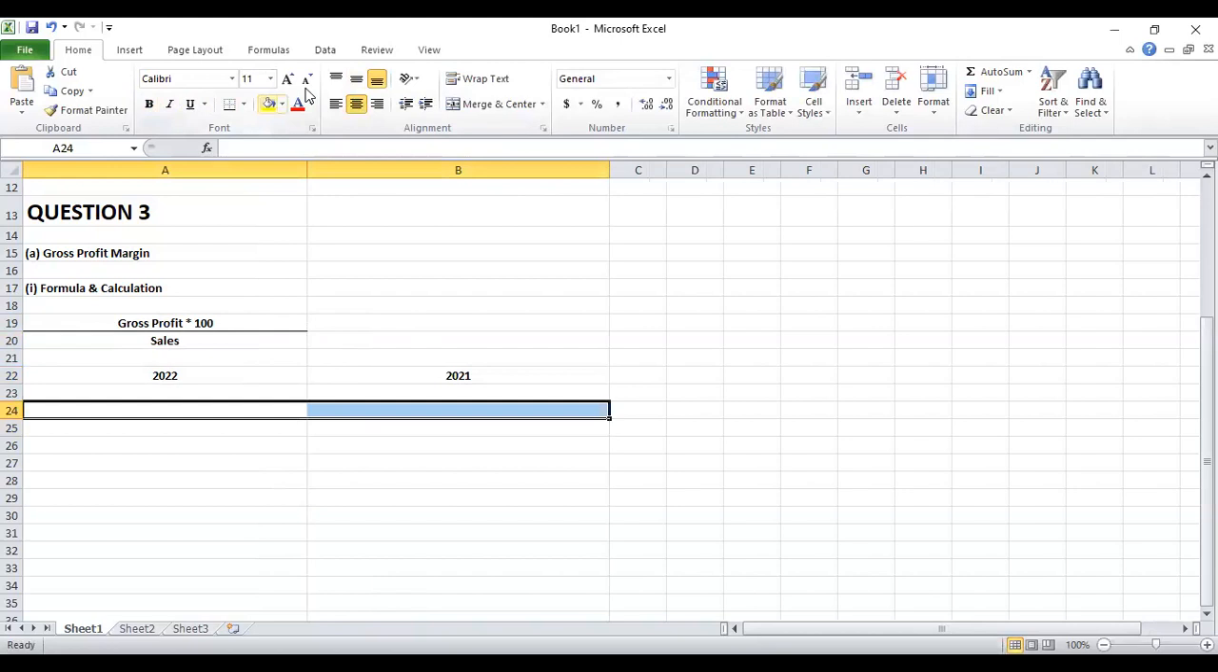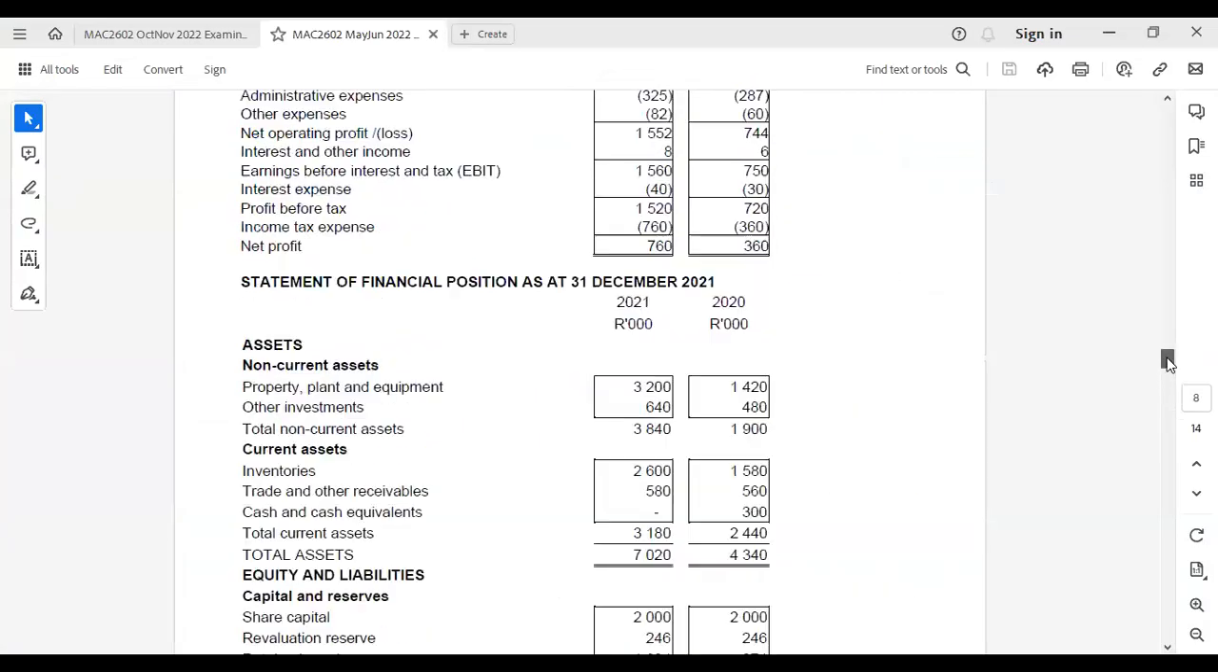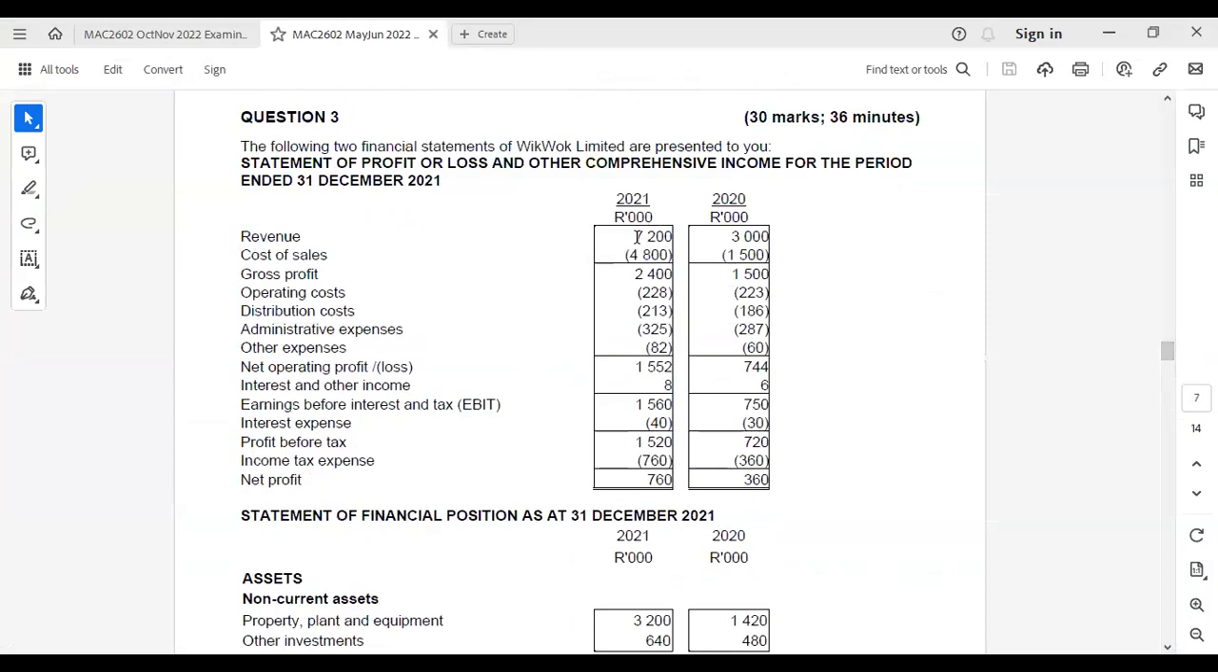You get this from the profit or loss. This is the revenue, and revenue is the sales. Then the gross profit is this one. So you take your gross profit, 2.4, and divide by the 7.2. That will be your gross profit margin for 2021. For 2020, you do the same: your 1.5 divided by 3,000. I have to correct my years there.